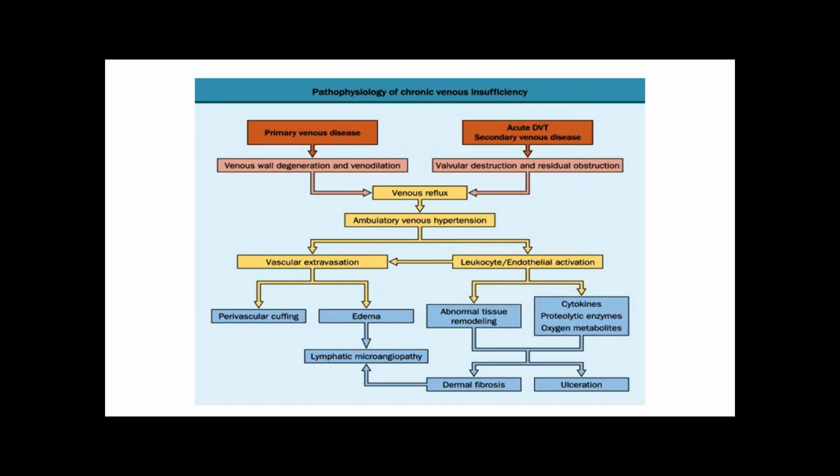To differentiate the primary and the secondary, let us have a look. In primary venous disease, there will be venous wall degeneration and venodilation, which lands up in venous reflux, and there will be development of ambulatory venous hypertension, which will have vascular extravasation and leukocyte or endothelial activation. In vascular extravasation, there will be perivascular cuffing, that is, fibrosis and edema. The edema leads to lymphatic microangiopathy.